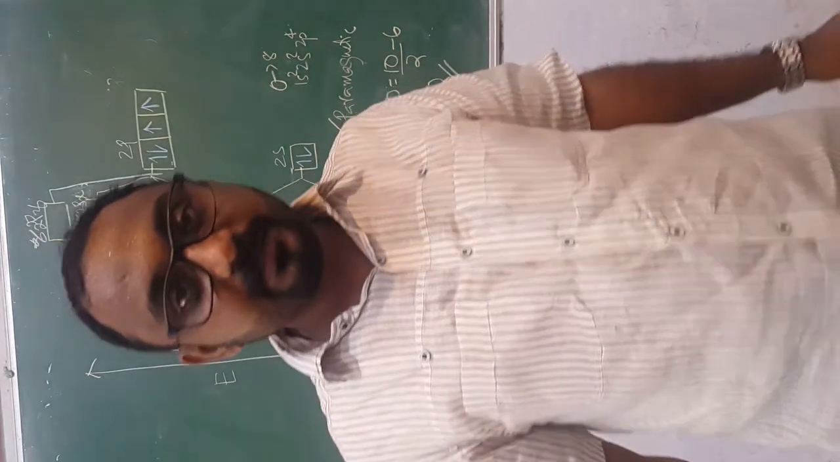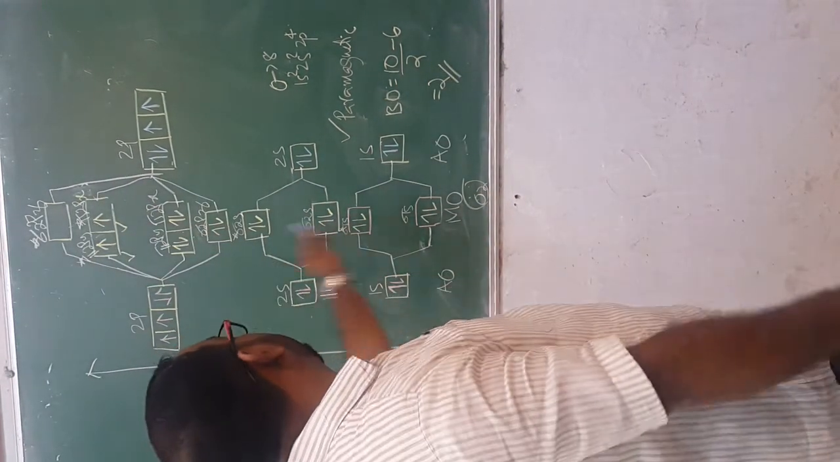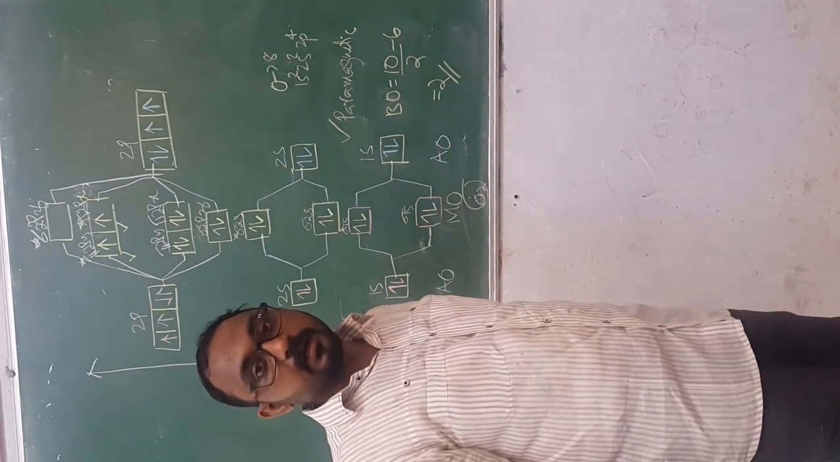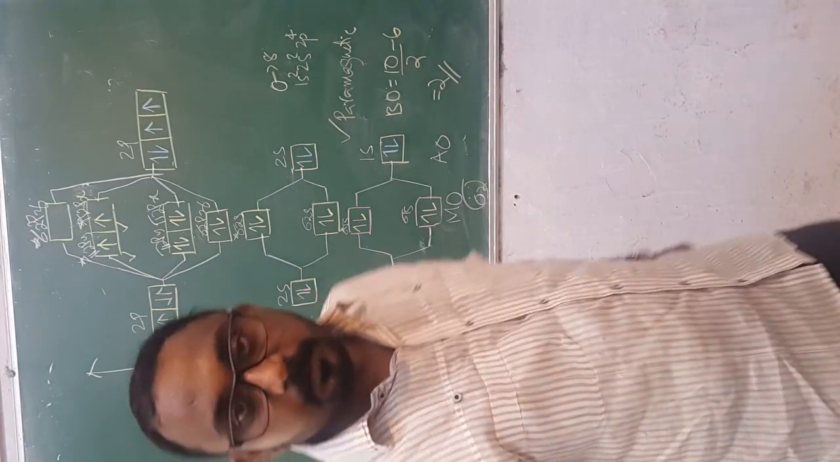As an assignment, I would like you to draw the molecular orbital diagram for a nitrogen molecule and predict whether it is paramagnetic and what its bond order is.